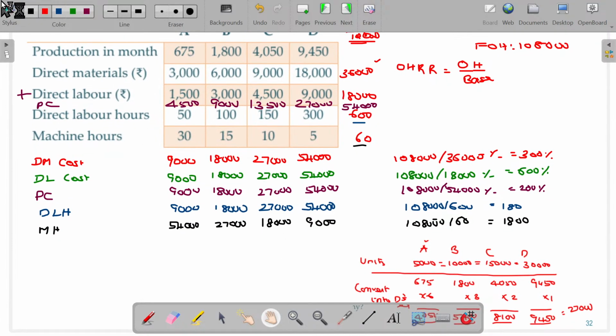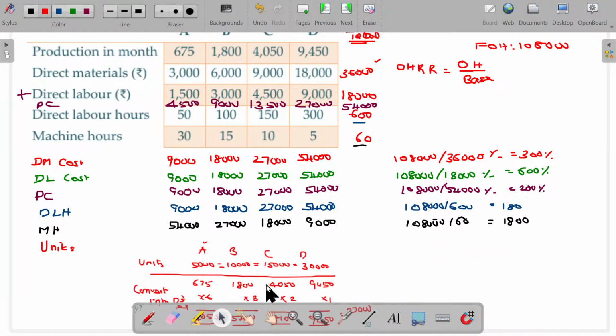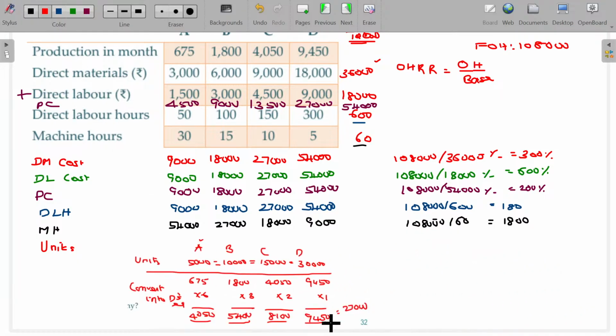Yes. Now, using sales unit, I am going to distribute the overhead. The overhead in this case being, how much? Overhead in this case, 1,08,000 rupees.